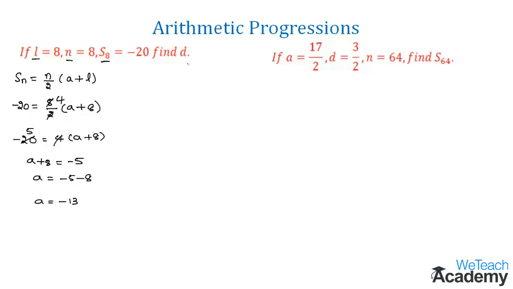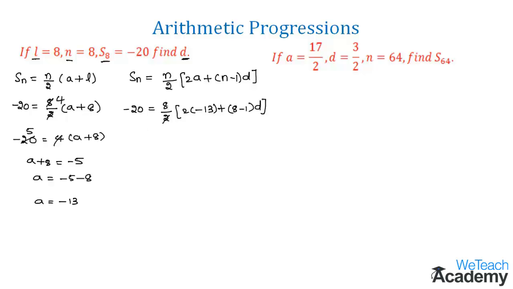And now let us find the value of d, which is nothing but the common difference. In order to find the value of d, we already know the formula of the sum of n terms, which is given by n by 2 into (2a plus (n minus 1) into d). Here the value of the sum of 8 terms is given as minus 20. So let us write over here: minus 20 is equal to n by 2, which would come as here 8 divided by 2, into (2 into minus 13 plus (n minus 1), which is nothing but here 8 minus 1, into d).